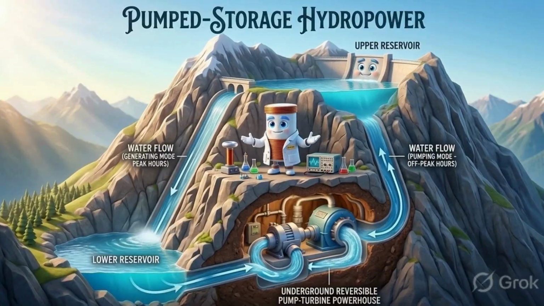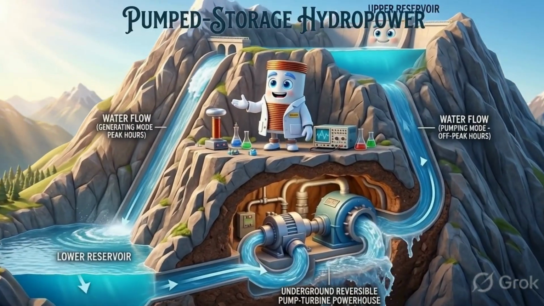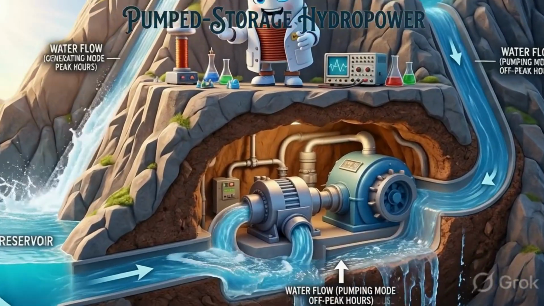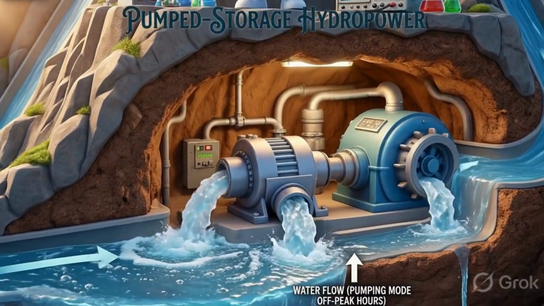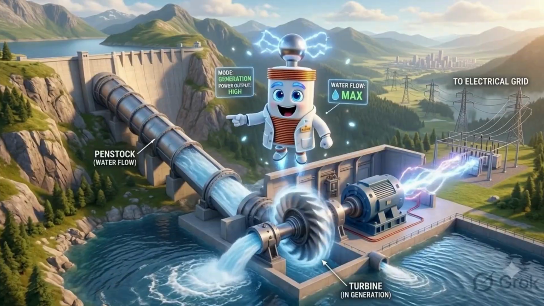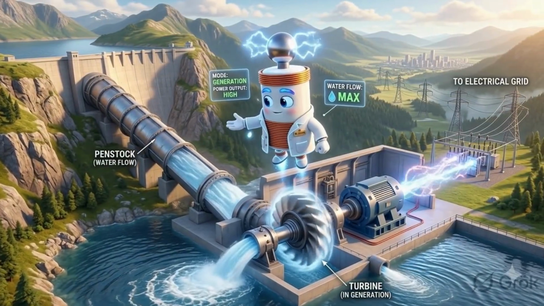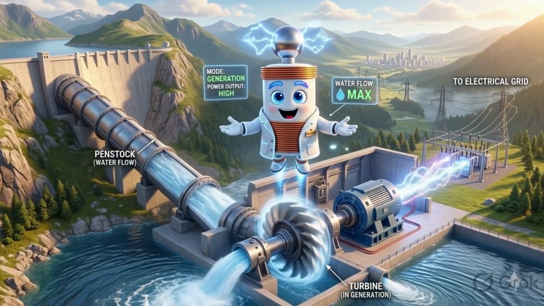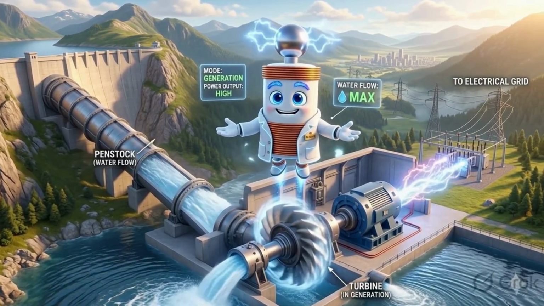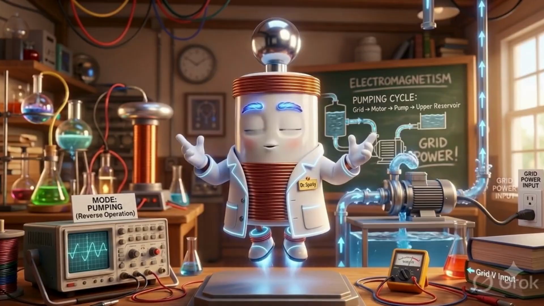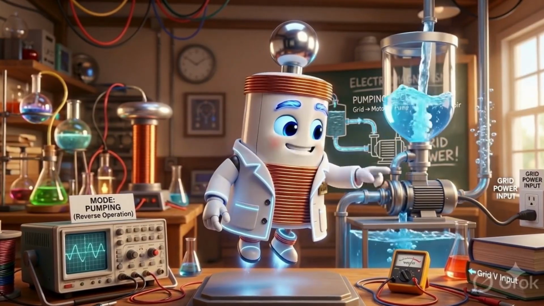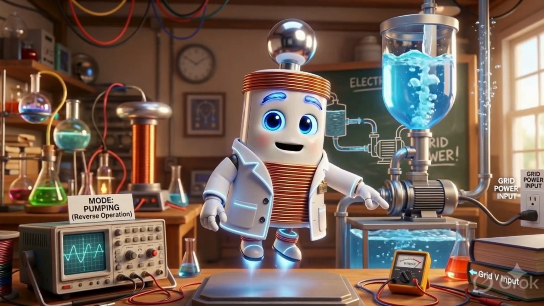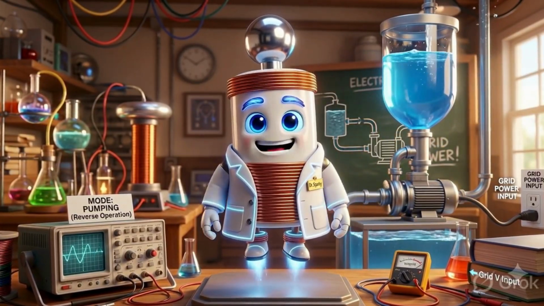The third type is pumped storage hydropower. It uses two reservoirs at different elevations and can both generate electricity and store energy. During high electricity demand, water flows from the upper reservoir to the lower reservoir through the reversible turbine, generating electricity. When electricity demand is low, the process reverses. Electricity powers the pump, which moves water back uphill into the upper reservoir, storing energy for later.